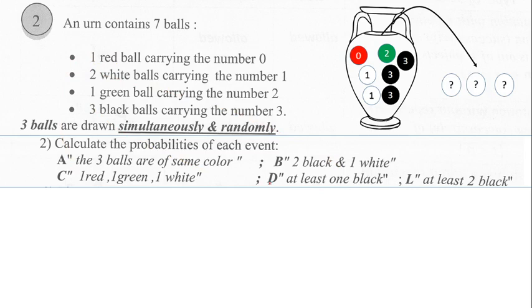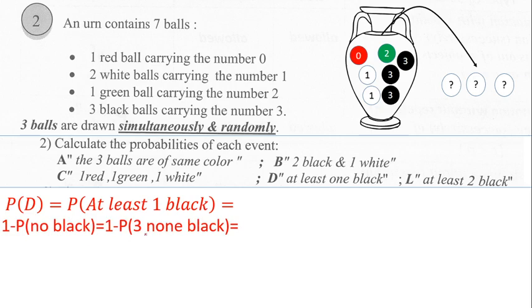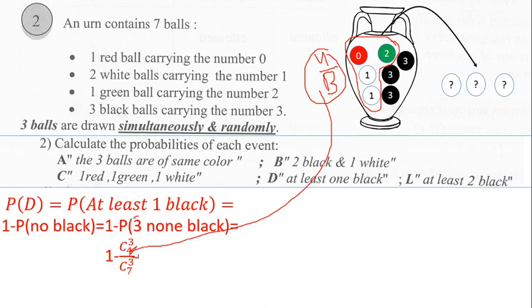The other event, at least one black. As we said before, go for the complement. I need no black. You have chosen three. I don't need any black. So one minus the probability the three are non-black. In this urn, as you see, we have three black. How many non-black? We have these four balls that are non-black. I need from these four three. So it is 1 minus 3 out of 4. So what is the number 4? It is the total number of non-black. What is the desired? It is the 3 non-black, which is the complement.